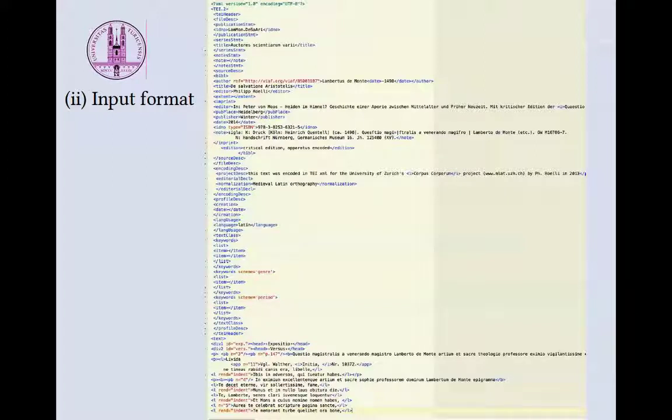And then it ends, end of body, end of text, end of TEI. So this is a TEI file. That's the kind of files we need for Corpus Corporum.